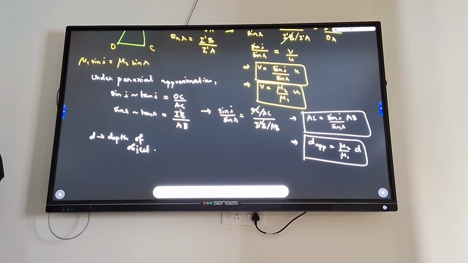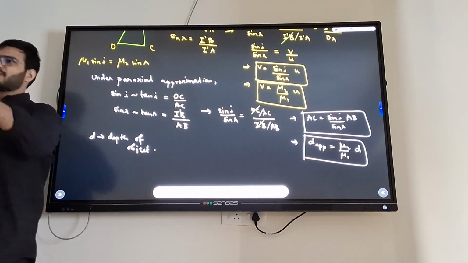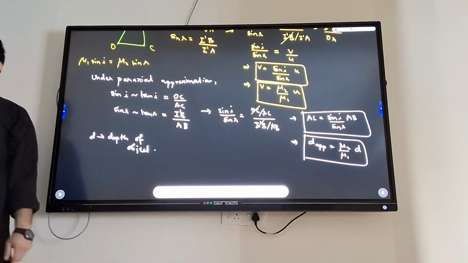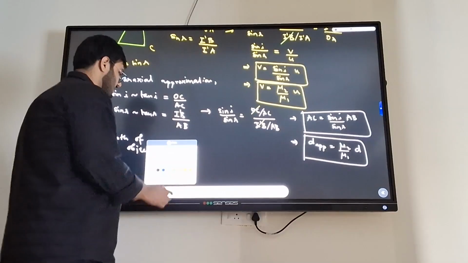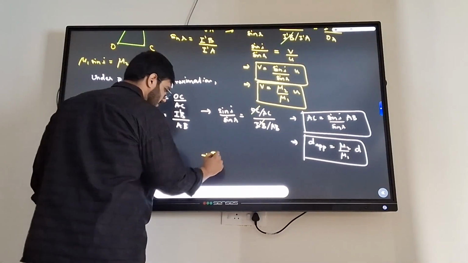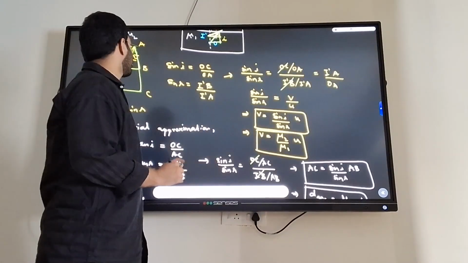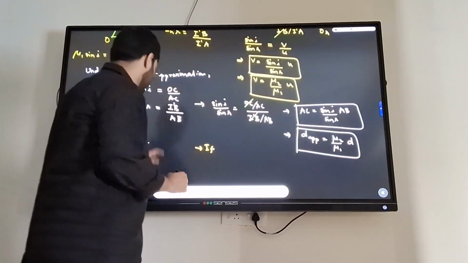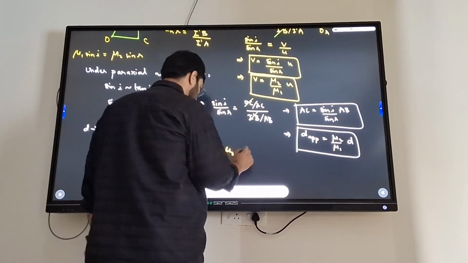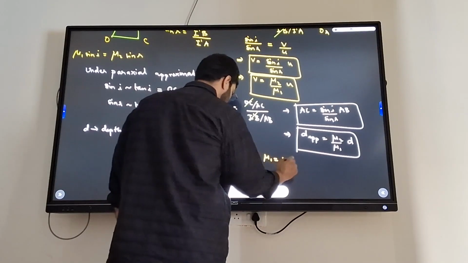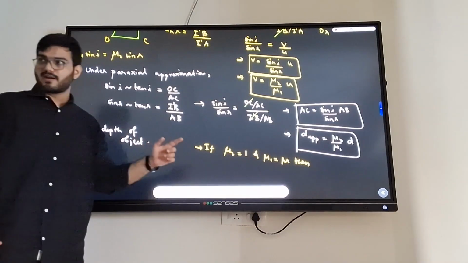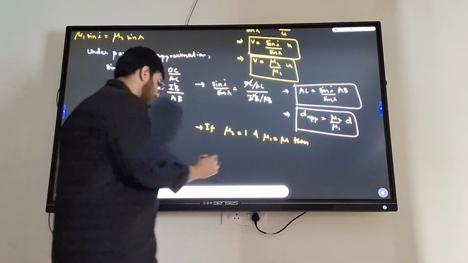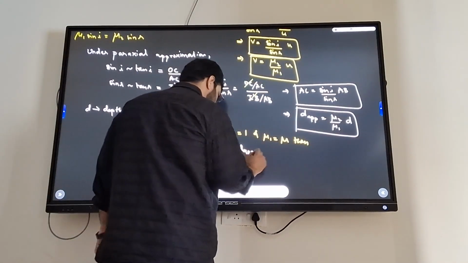Let me also tell you this. If I assume that the upper medium is air and the lower medium has some refractive index mu, then what can I write here? If the upper medium is mu 2, with mu 2 equal to 1, and mu 1 is equal to mu, then what can I write here? Can somebody tell me, D apparent is what? D by mu. That's D by mu. Very important.